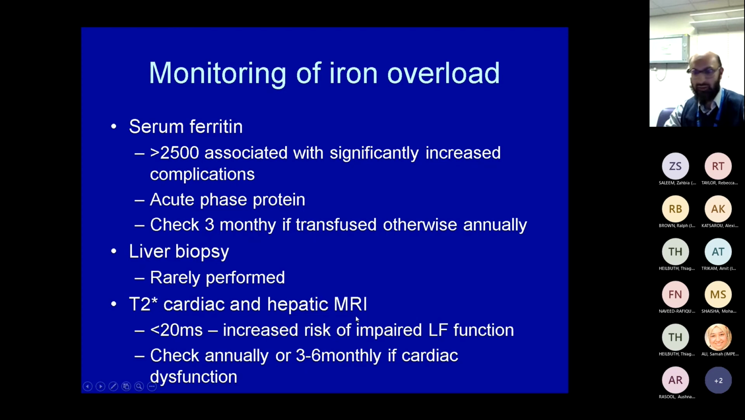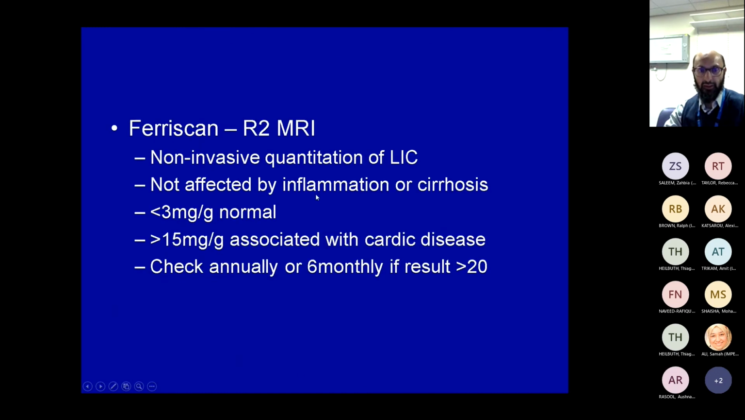So much more accurate and much preferable are the R2 MRIs for hepatic iron quantification, or the Ferriscan, which we have access to. Again, this is a non-invasive quantification of the liver iron concentration, and it's not affected by inflammation or cirrhosis, which I was alluding to earlier.